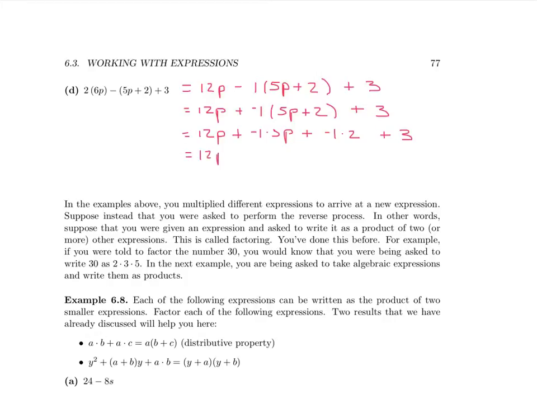Simplify. We have 12p plus a negative 5p when I multiply the negative 1 by 5. So adding a negative 5p is the same as subtracting 5p. And then I'm adding a negative 2, which is the same as subtracting 2, and then adding 3. Now let's simplify. We have some like terms, 12p minus 5p, and negative 2 plus 3. 12p minus 5p gives 7p, and negative 2 plus 3 is plus 1. This expression is in its simplest form because there are no like terms.